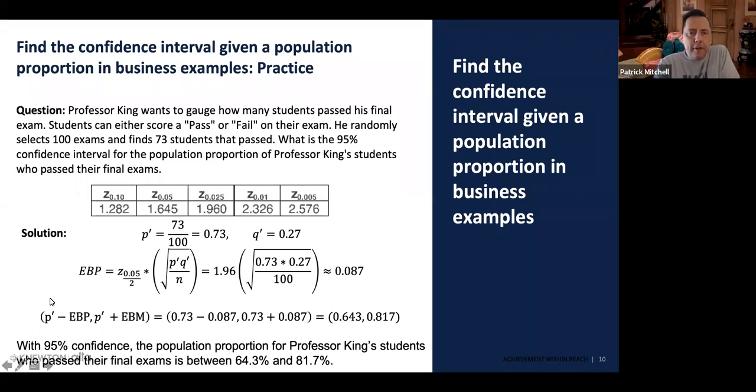So the confidence interval is going to be P prime plus or minus the error bound. Remember to put the smaller number first when you write it in interval notation. 0.73 minus 0.087 up to 0.73 plus 0.087 gives me a confidence interval from 0.643 to 0.817. So the interpretation is, with 95% confidence, the population proportion for Professor King's students who pass their final exams is between 64.3% and 81.7%.